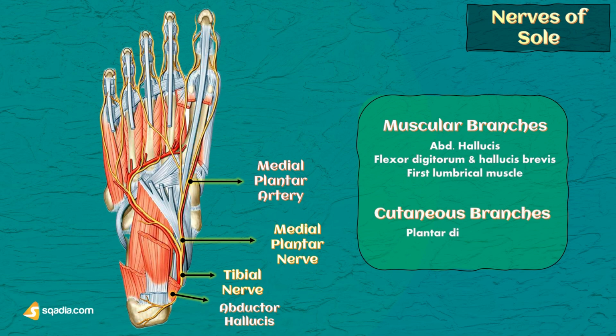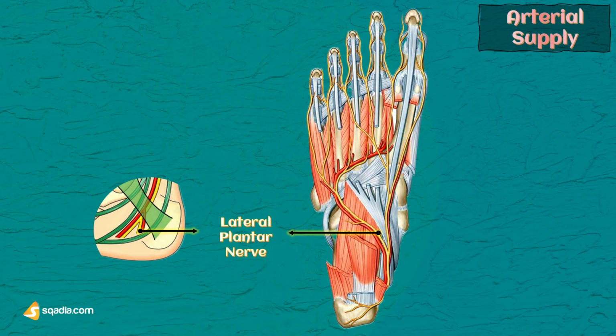Muscular branches go to the abductor hallucis, the flexor digitorum brevis, the flexor hallucis brevis, and the first lumbrical muscle. Cutaneous branches, plantar digital nerves, run to the sides of the medial 3½ toes. The nerves extend onto the dorsum and supply the nail beds and the tips of the toes.